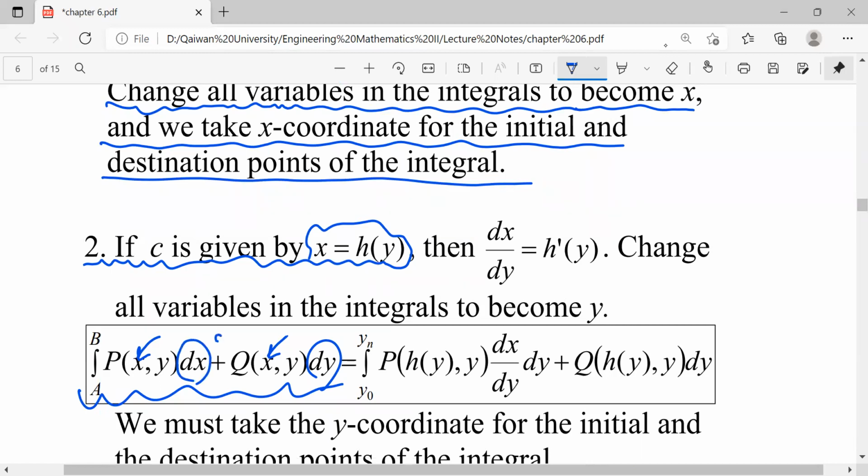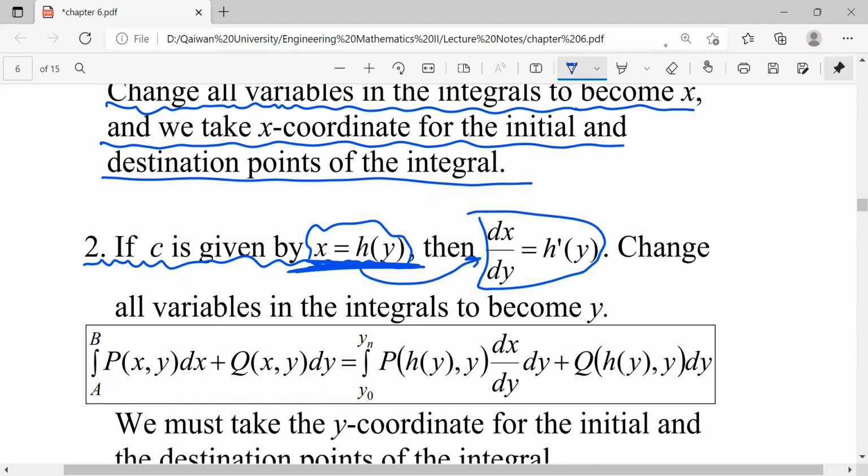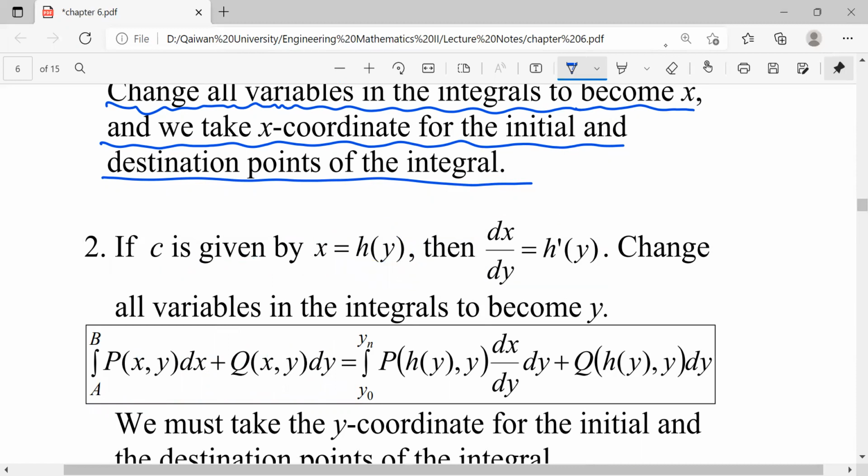How? We multiply it by dy and divide by dy. So when we divide by dy, we get dx by dy. That means we find dx by dy from this one, which is h prime of y, and we get dx. So in this case, we use this formula for finding the arc length.